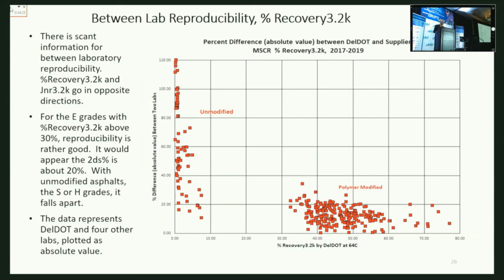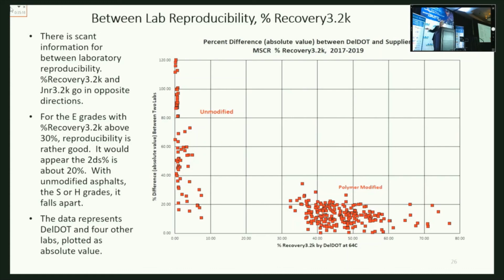This deals with a lot of data. I put everything as an absolute value so you can see it easier. This is percent recovery. High percent recovery is for polymer modified because your machine can actually detect it easier. It's very good, and it's probably somewhere around 20 or so percent between two labs.